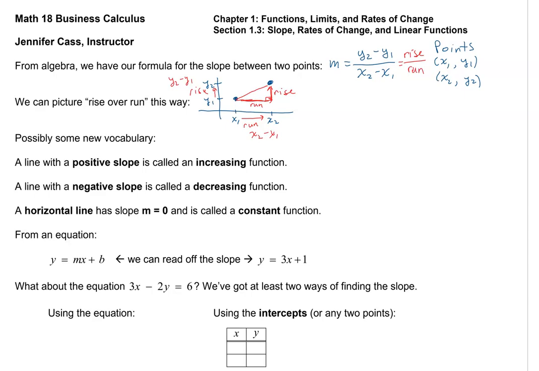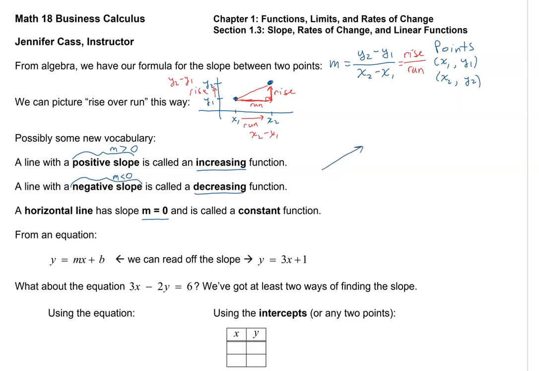So here's possibly some new vocabulary. A line with a positive slope, that's the same as m, a number m being greater than 0, is called an increasing function. And a line with a negative slope, that's another word for m being less than 0, that line itself would be called a decreasing function. And a horizontal line has slope m equal to 0 and is called a constant function.